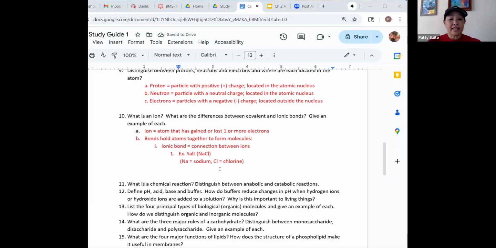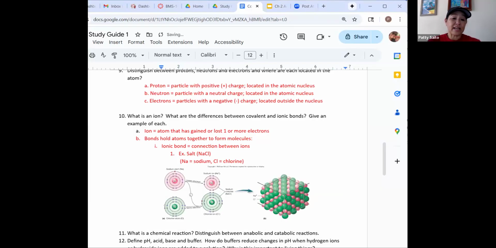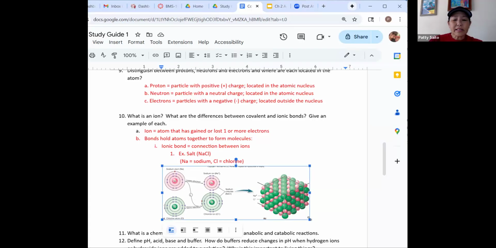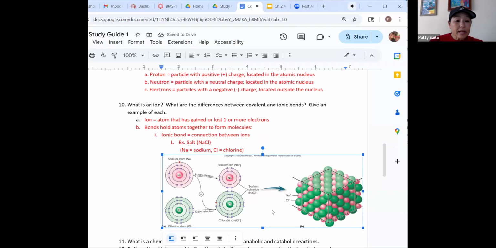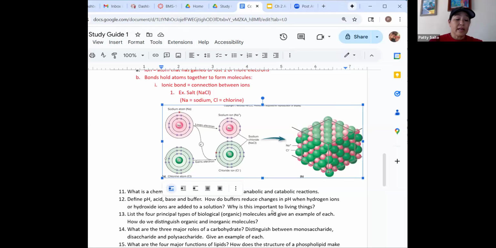So let's first take our atoms, a sodium atom and a chlorine atom. Now sodium has, let's make this a little bigger, 11, I believe, protons in the nucleus and 11 electrons. 1, 2, 4, 6, 8, 10, 11, right?